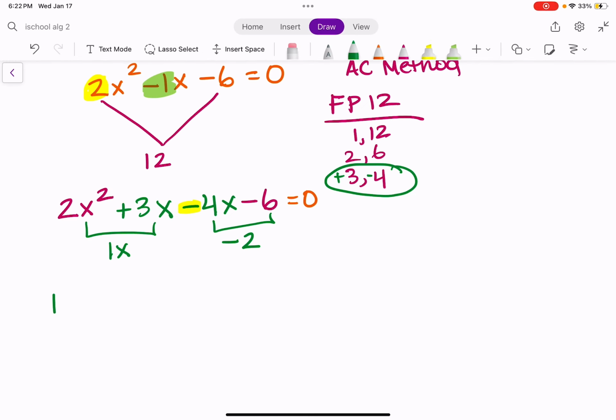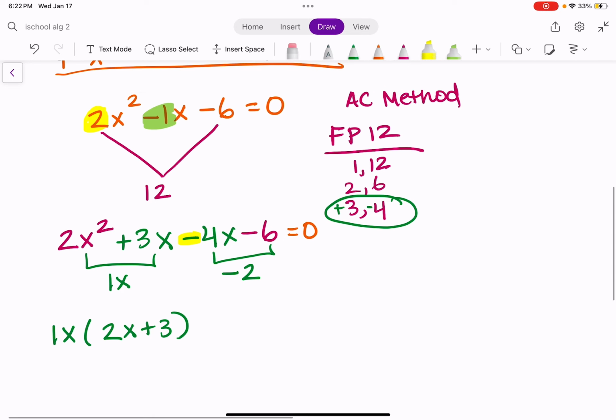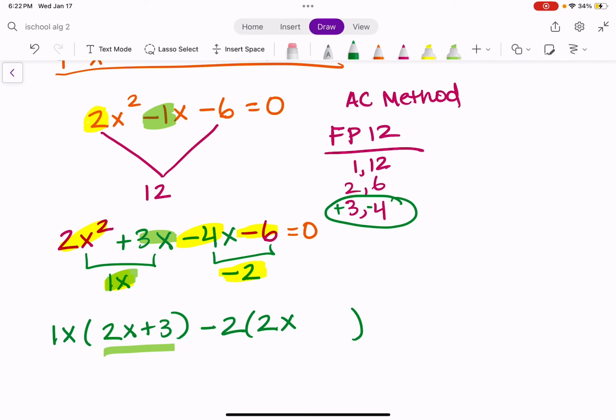So if I factor out a 1x, I'm left with 2x plus 3, right? Because I'm dividing 2x squared divided by 1x, and then 3x divided by 1x. That's how I got this right here. And then I put my next GCF on the outside, negative 2. And again, negative 4x divided by negative 2 gives me 2x, and negative 6 divided by negative 2 gives me positive 3 equals 0.